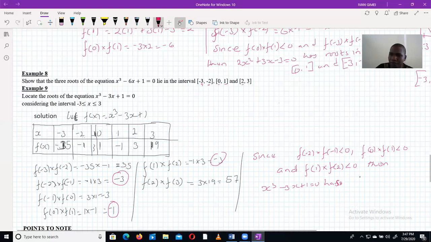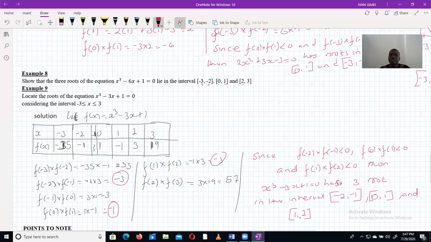3 roots or real roots in the intervals. You can set the intervals, or you can set the whole interval. In the intervals, since you're locating them, negative 2, negative 1, something like that. Then which other interval? 0, 1, like that. Which other one? And 1, 2. Yeah. So that's what you do with this sign change approach.